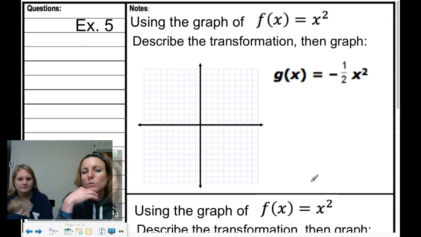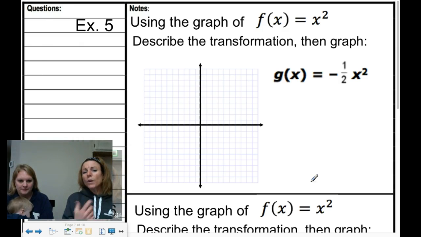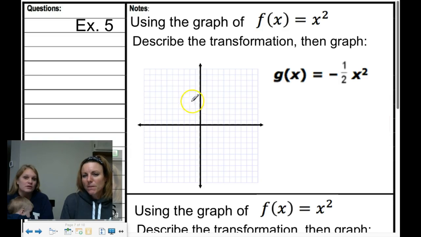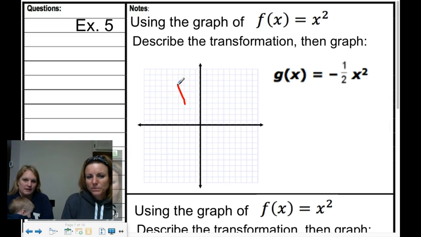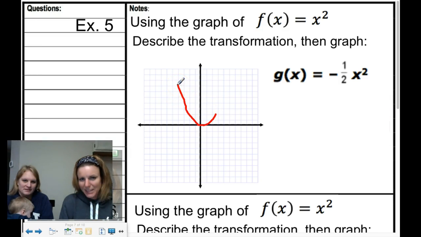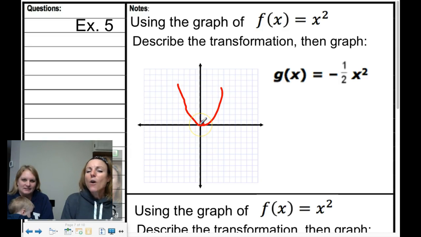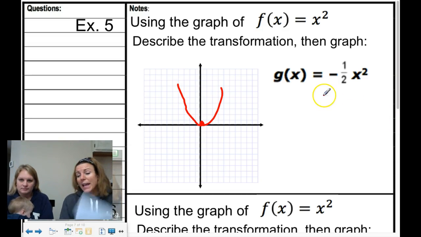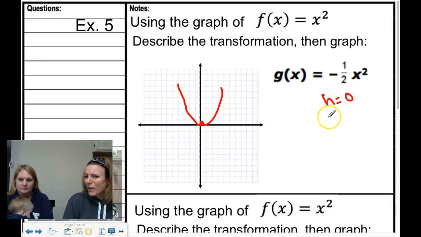Let's do this example. So again, the parent function is y equals x squared, and we're going to describe the transformation. I'm going to do the original one, and it's got to go through 0, 0. Now, notice here, I don't see parentheses. That means h is equal to 0. And also, I don't have a plus or minus. So k is 0.